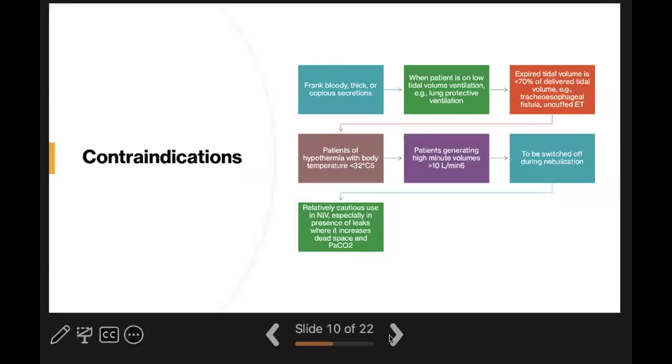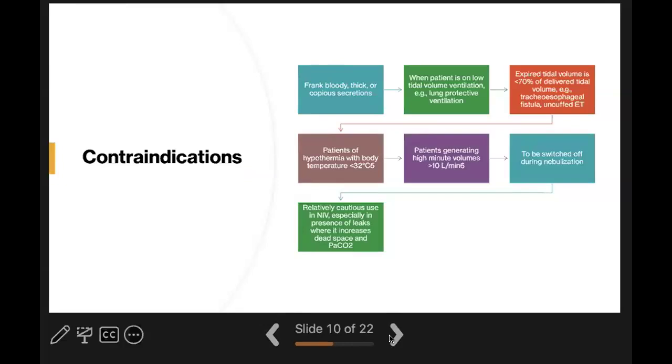If the patient is already having a frank, bloody, thick, copious secretion, then you try to avoid. When the patient is on low tidal volume ventilation, all the time we do put it just to avoid resistance. If it is causing any resistance issues, then you can remove it. If the expired tidal volume is less than 70% of the delivered tidal volume, in cases of uncuffed ETT or a T fistula, then you try to avoid.